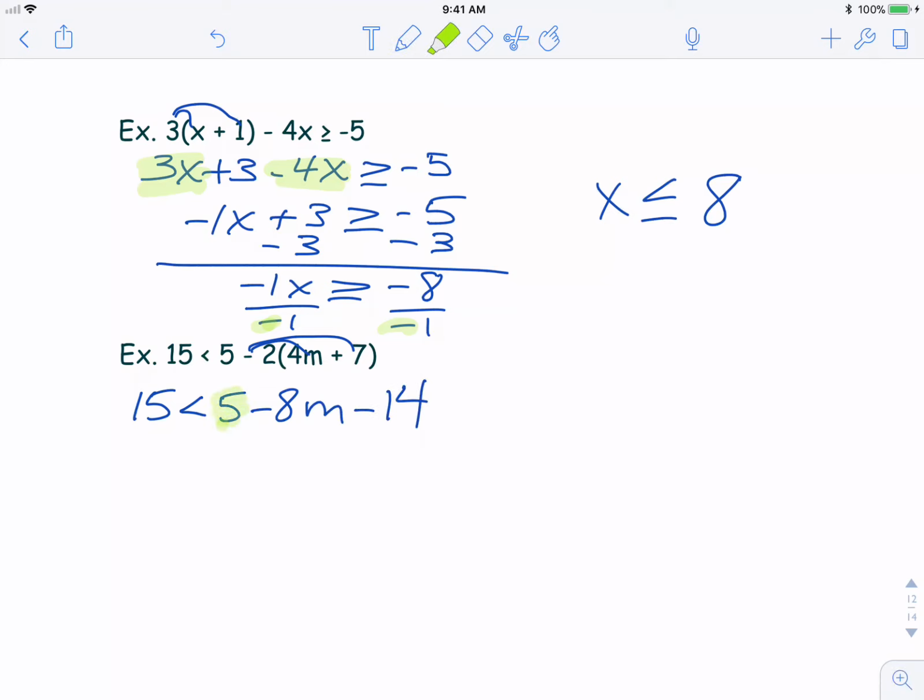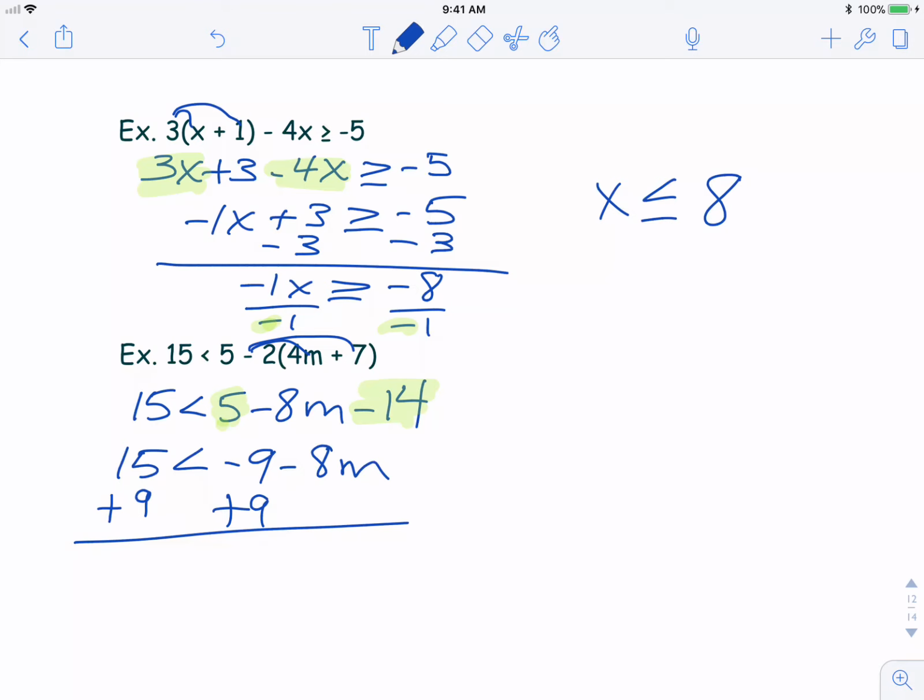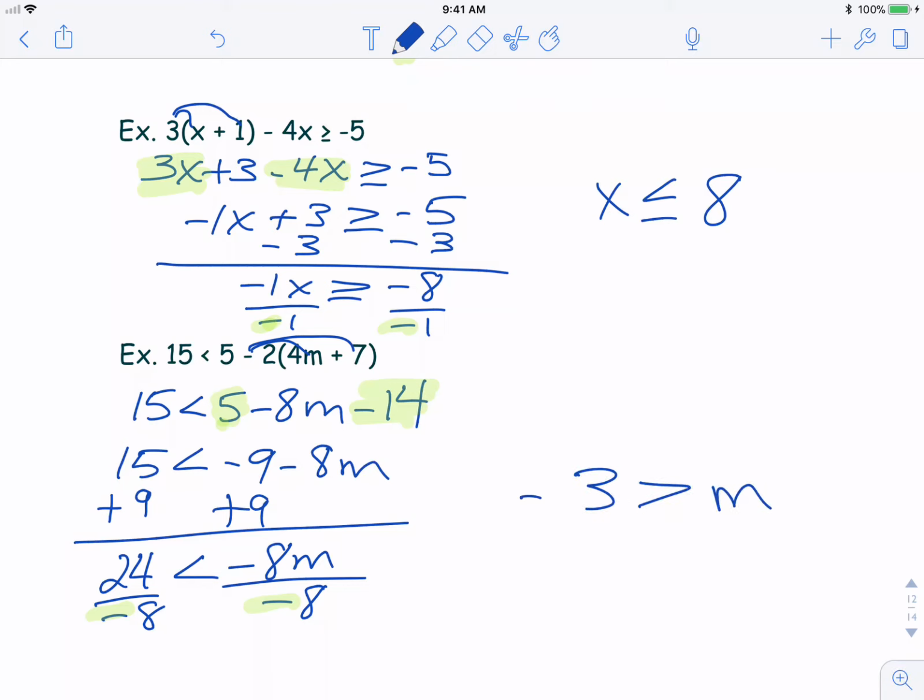I can combine my positive 5 and negative 14 because they're both numbers and they're on the same side of the inequality sign. That leaves me with negative 9 and then also still that negative 8m. Using inverse operations to get m by itself, I add 9 to both sides. I'm then left with 24 is less than negative 8m. And then I divide both sides by a negative 8. Same thing here. I'm dividing both sides of my inequality by a negative number, so I'm going to flip my sign. I'm left with negative 3 is greater than m.